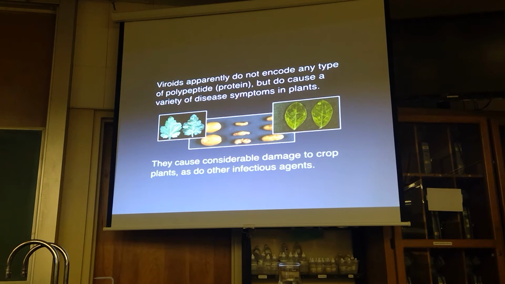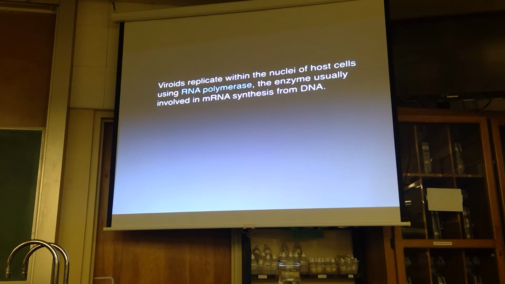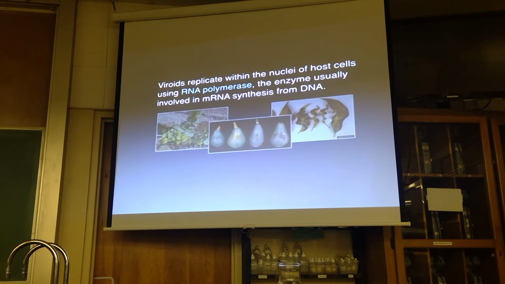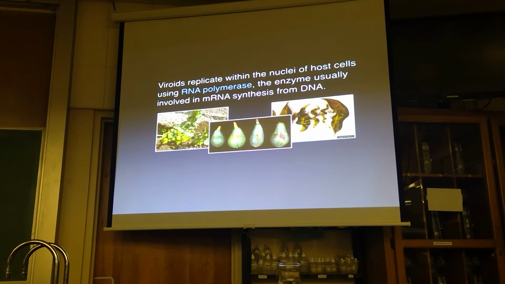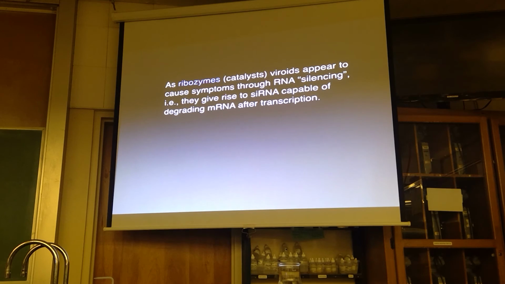So viroids, they're single-stranded RNA that's folded back on itself, and they are known to infect plants and possibly other types of organisms as well. In plants, we know that they cause disease. Apparently, they replicate inside the host cells using RNA polymerase. And some have ribozyme activity. So again, ribozymes are catalysts. They're RNA molecules that have catalytic function. But apparently they don't encode proteins.